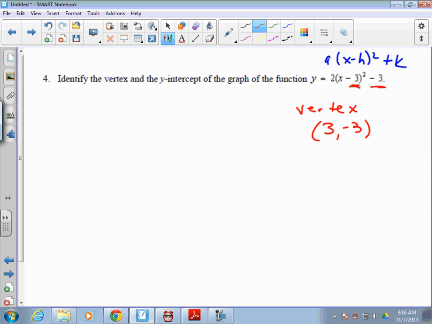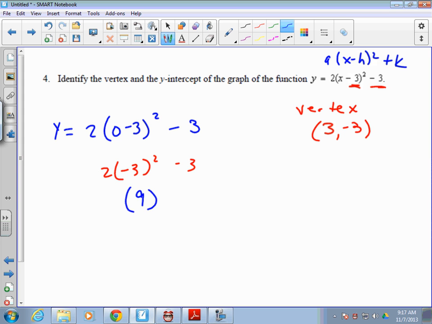In order to find the y-intercept, you just plug in 0 in place of x. So y equals 2 times (0 minus 3) squared minus 3. And this is the one we did earlier. Negative 3 squared we know is positive 9, times 2, which is 18, minus 3. So y is 15. So your y-intercept is 15.